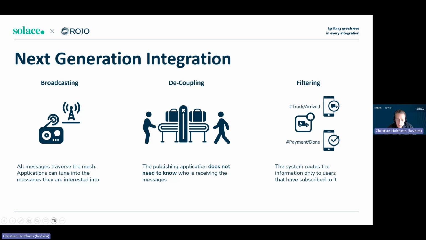And the way we achieve that is through filtering. When we're publishing events, we attach some metadata to those events that describe the event. For example, we could have a truck arrived label on the suitcase, or on the data, or on the event. And if I'm interested in truck arrived events, I can subscribe to this particular information and I will just get a copy of that. But if I want to get payment events and payment done events, then I would subscribe to a different metadata, or we call that a topic.